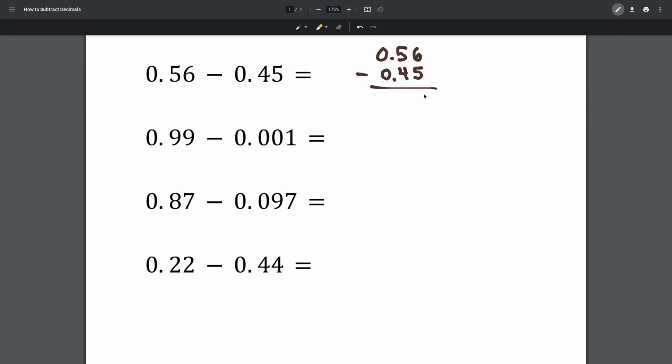So I'm going to do 6 minus 5, which is 1. 5 minus 4, which is 1. Keep the decimal point here. 0 minus 0 is 0. And we are done with this particular problem. So that's the solution to that one.